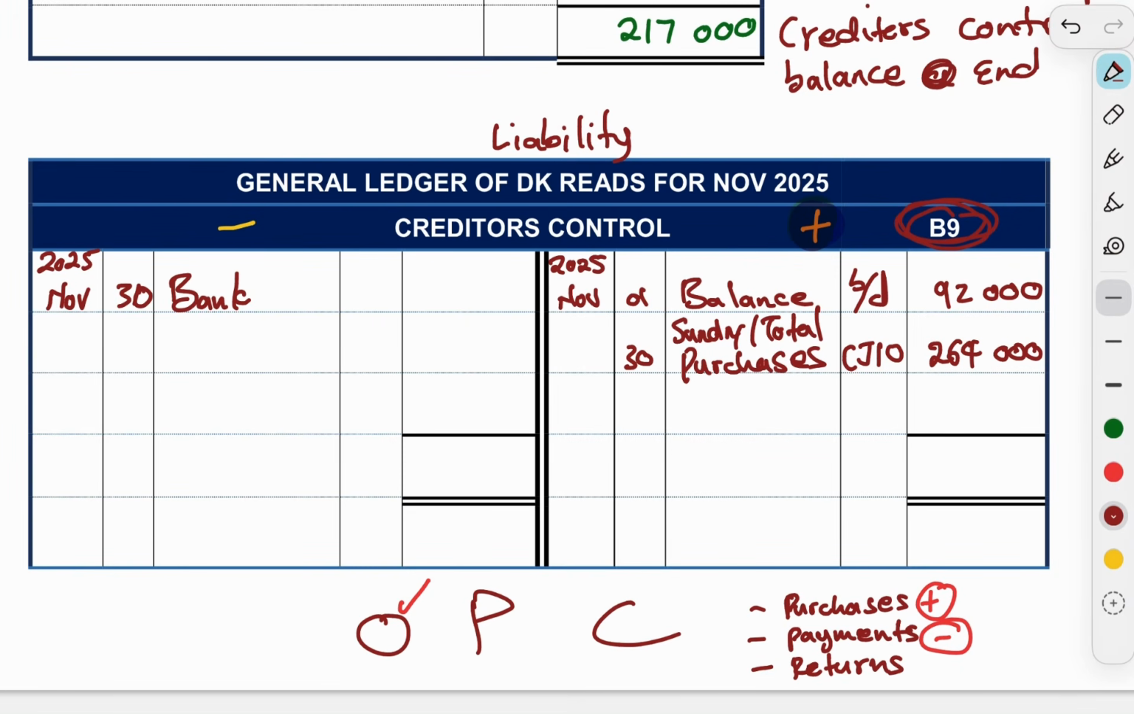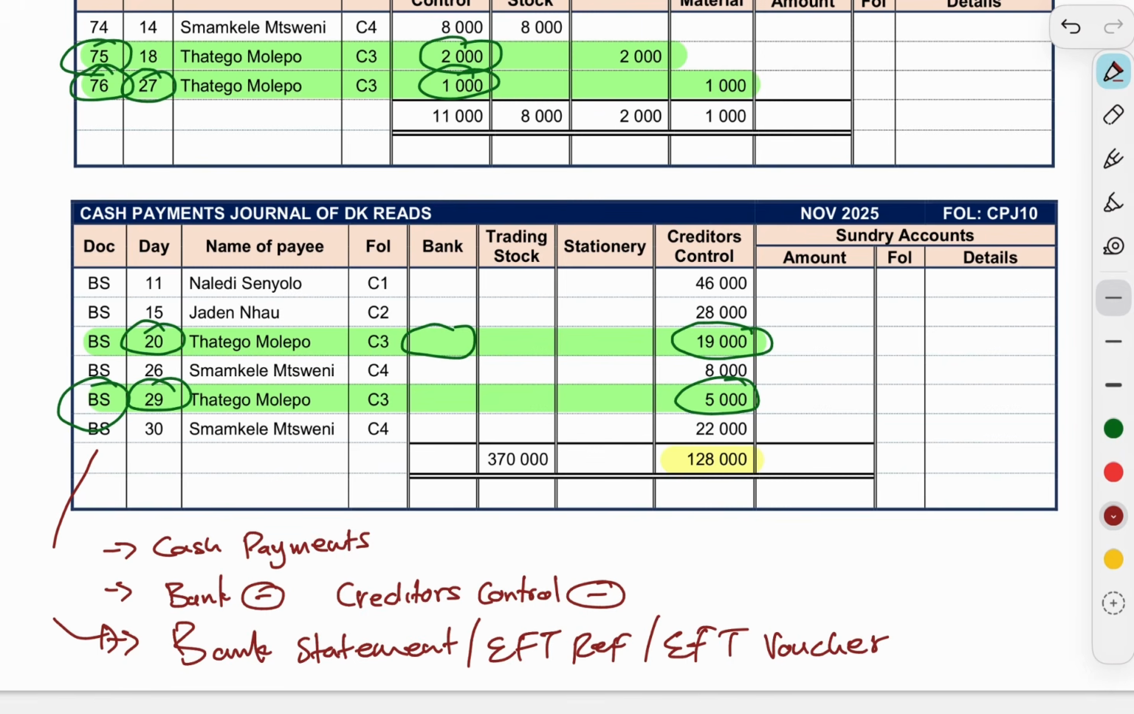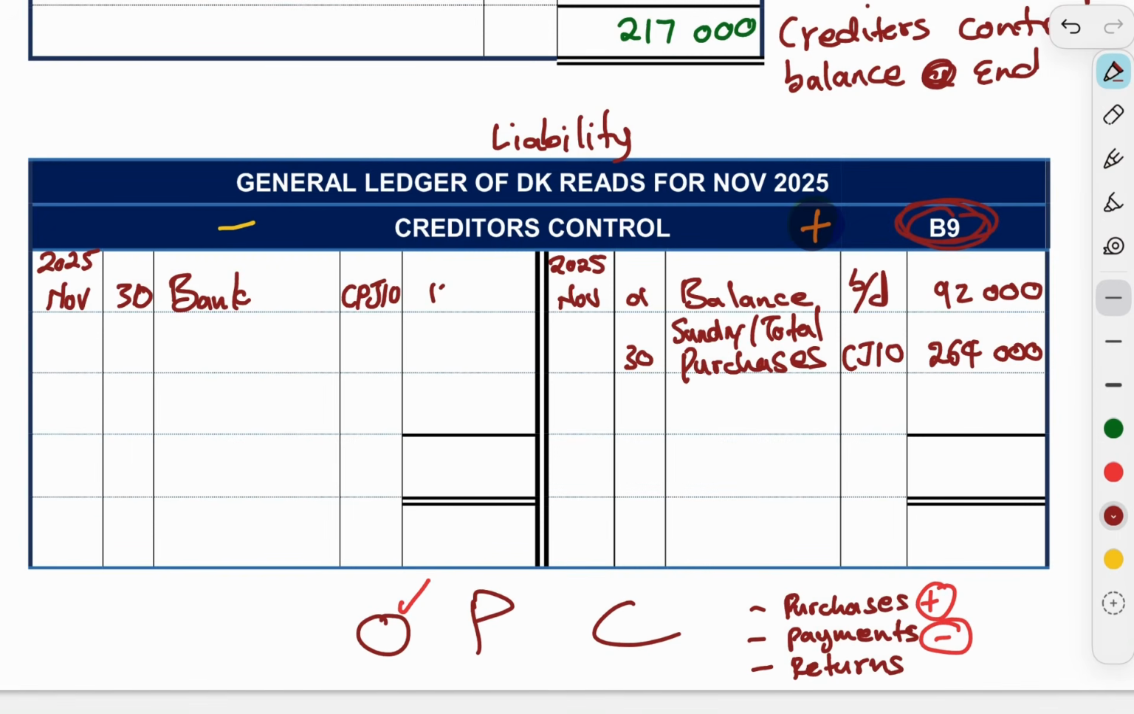Okay, so it's going to be the folio where we are getting the payments from. The journal we are getting the payments from is CPJ number 10. How much were the payments? Let's check. Payments were 128,000. So we're going to say 128,000. We made payments worth 128,000.